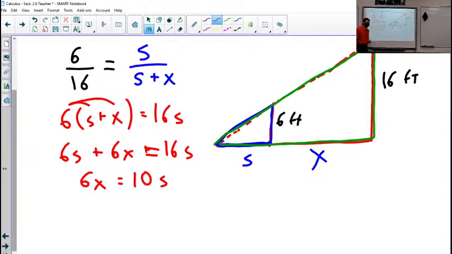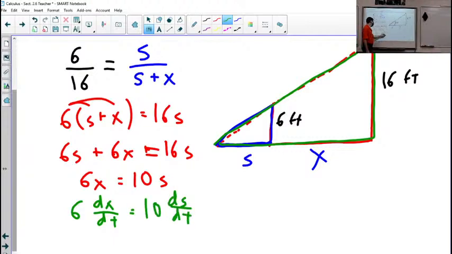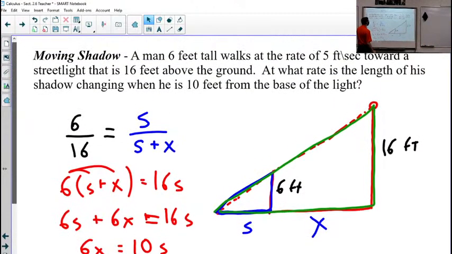This, we know what the derivative of 6x is. So let's do that. Derivative of 6x is 6 dx/dt. Derivative of 10s is 10 ds/dt. Nice and easy. The related rates part of the problem became very, very simple. The complicated part was actually drawing the diagram and getting the geometry set up on this problem. We're trying to find ds/dt.